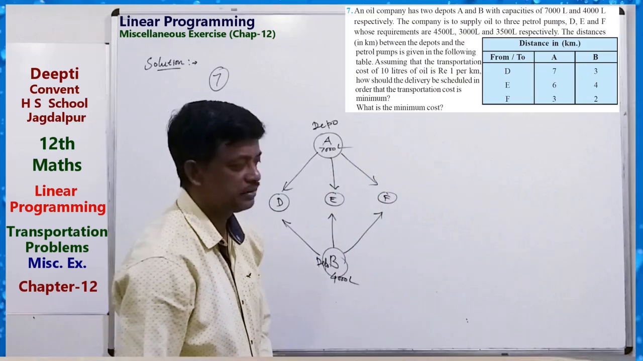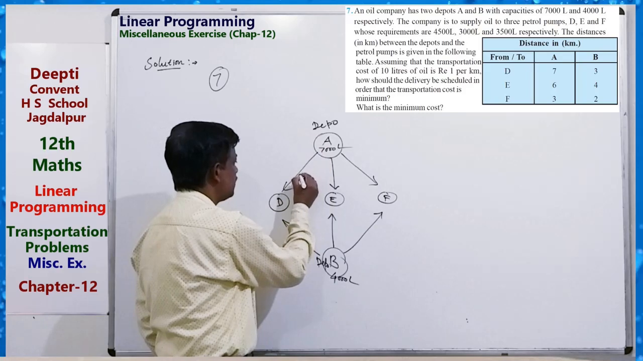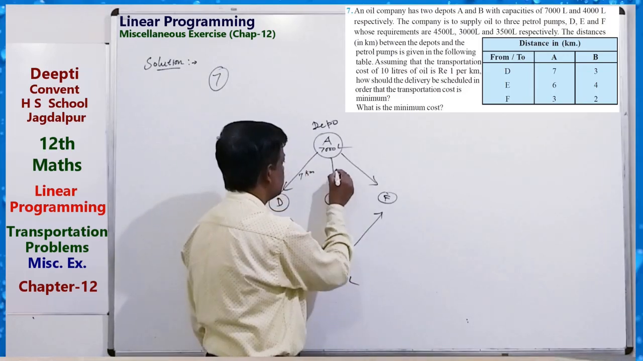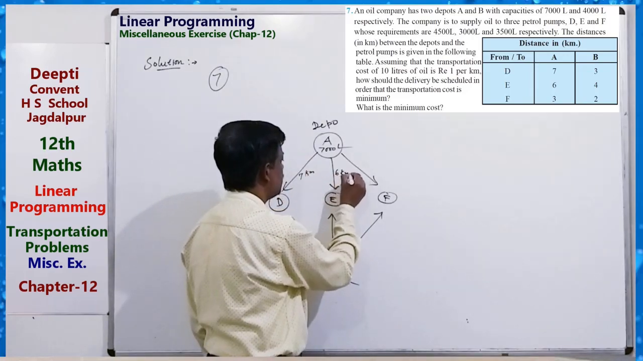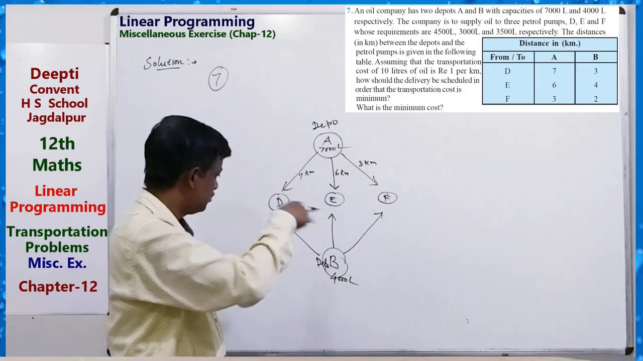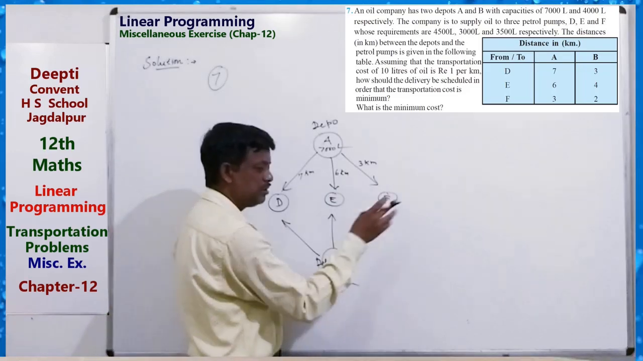Distance is given in the table. You can see distance is given just like this: 7 kilometers from here to here. Similarly 7, 6 and 3. 6 and 3 kilometers are the distances from A to D, E, F, and another set is from B.